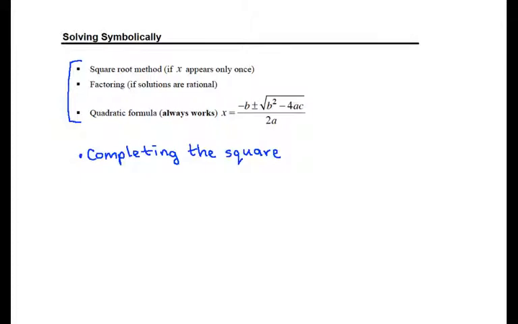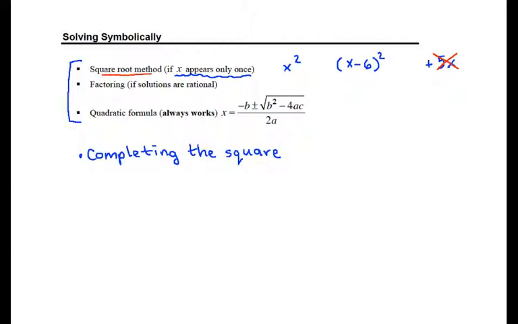The square root method we can use if our x appears only once. Since we're talking about quadratic equations, that means it would have to be either in an x squared term, or it could be in something like an (x minus 6) squared. It could be part of a squared expression, but we would not have something like plus 5x showing up in our equation. If we had something like that showing up, we would not want to use the square root method.